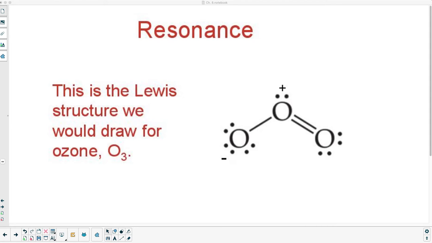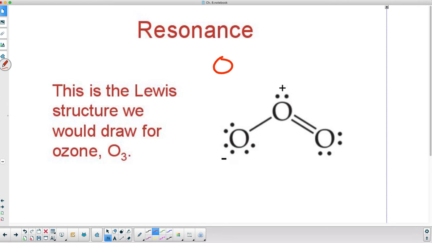Hey class, this is 8.6 in the book. This is on resonance structures. So let's take a look at this. Notice that I have ozone, which is literally O3, like this. There's the first oxygen, that's the second oxygen, that's the third oxygen.